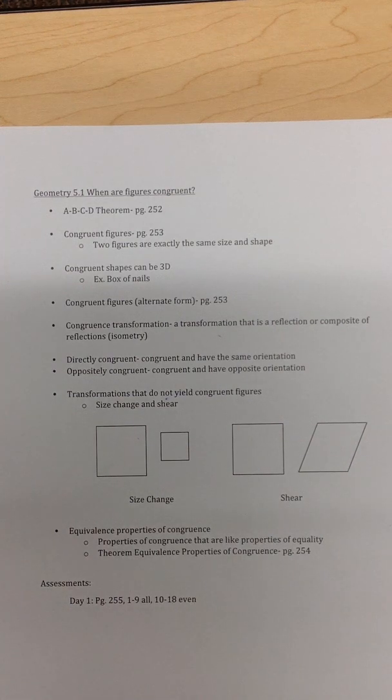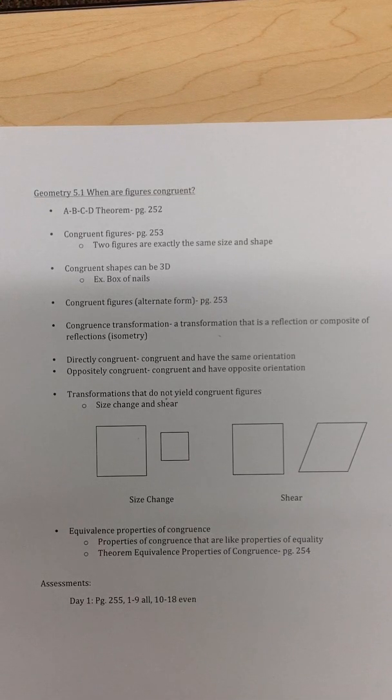This is section 5.1, when are figures congruent? Okay, so we're going to start off with a theorem. So we got the ABCD theorem on page 252. If you flip to that, it says every isometry preserves angle measure, betweenness, collinearity, and distance. So basically those are the same exact things that we talked about last chapter.